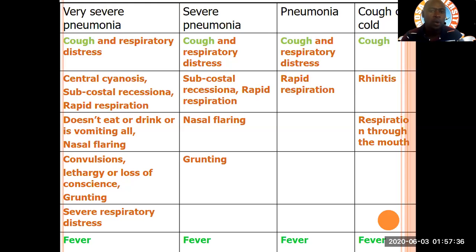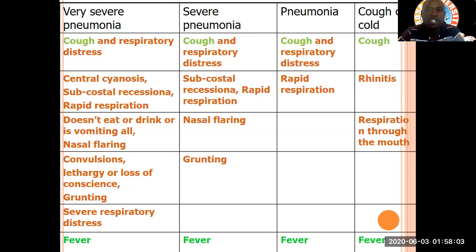Let us also now look at the presenting signs of severe pneumonia. But one thing that we should know is that in all these patients that are having pneumonia, whether it's very severe pneumonia, severe pneumonia, or pneumonia, common cold, one common thing that is present is cough, respiratory distress, and fever. These are the main signs that are present in all the forms of pneumonia.